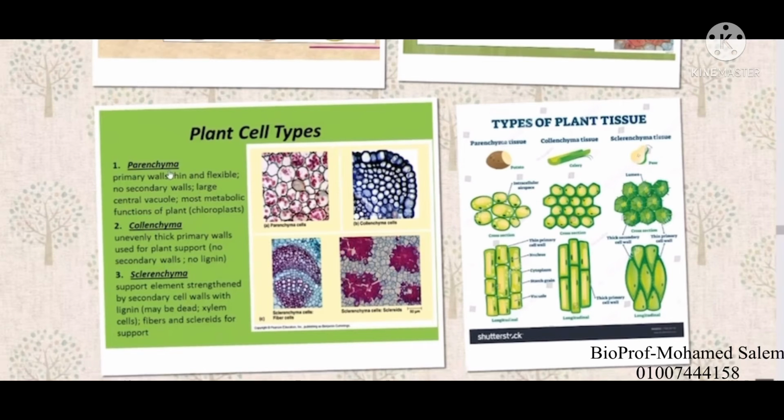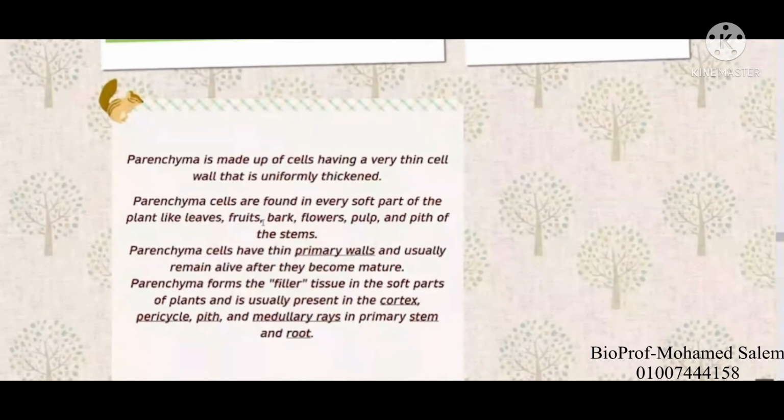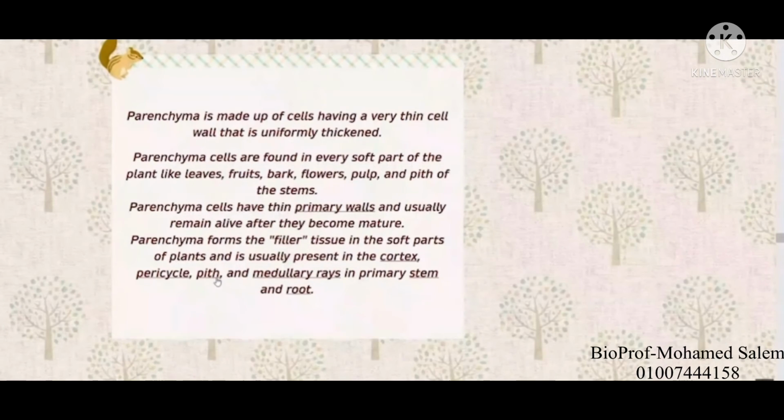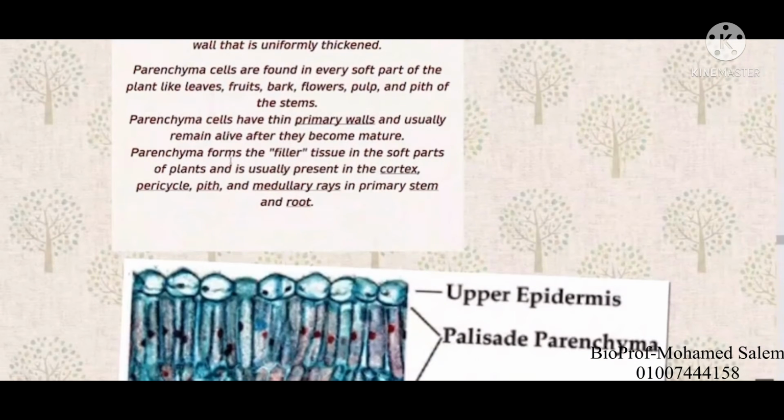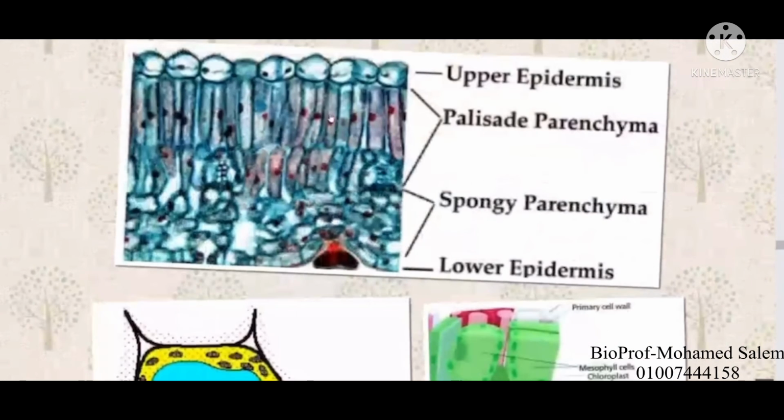uniformly thickened. Parenchyma cells are found in soft parts, as we said, like leaves, fruits, bark, flowers, pulp, pith, stem, any soft tissue. Parenchyma have thin primary cell walls, usually become mature, and they form the filler of the tissue in soft parts, as we said, of the plant. This is upper epidermis and lower epidermis of the leaves.